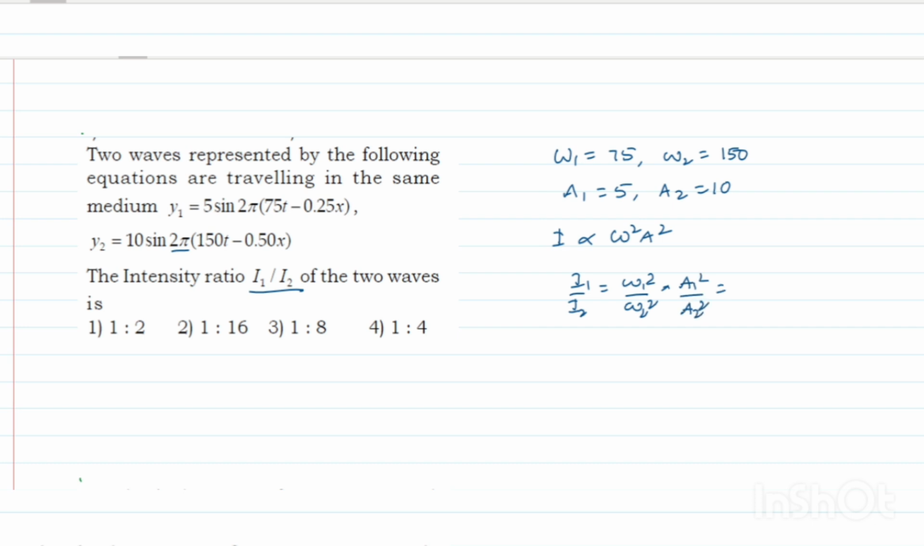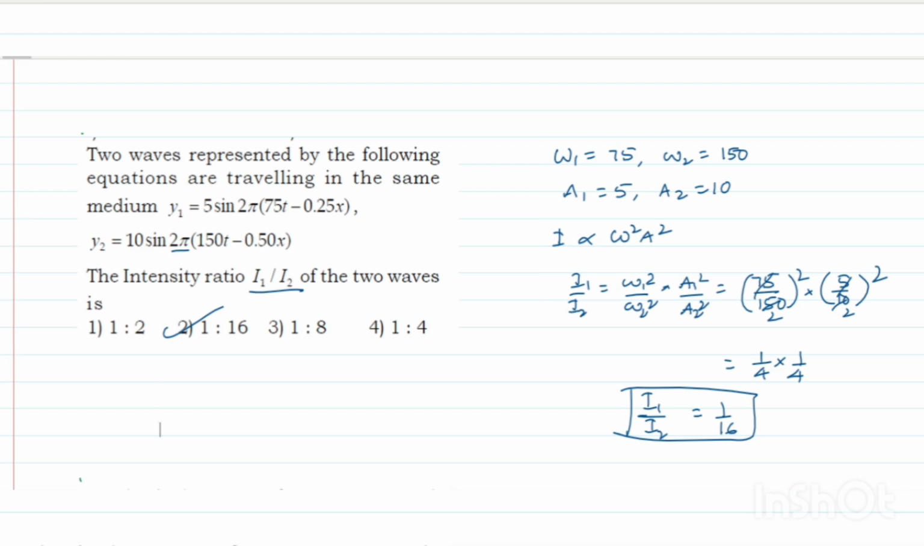So omega 1 in the sense here you'll be getting as 75. It's 75 by 150 whole square into A1 by A2, here you can take 5 by 10 whole square. 75 2s, and here 5 2s will be getting, it's nothing but 1 by 4 into 1 by 4, which is nothing but we can write it as intensities ratio will be 1:16 is the correct answer.